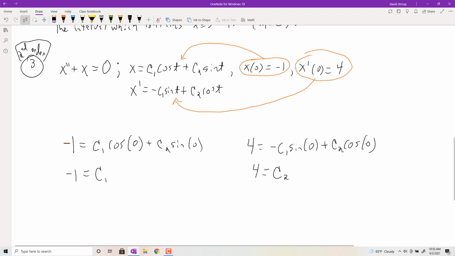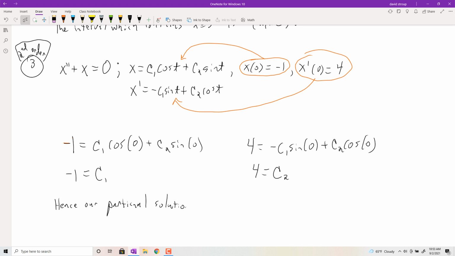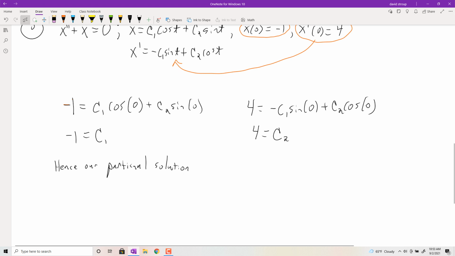Usually you'll have a little bit more work to do. This one just was easy. So anyways, we can write up our solution, hence our particular solution, which conforms to these two initial conditions. So it goes through the point 0, -1, and then at the point at x equals 0, it'll have slope 4.